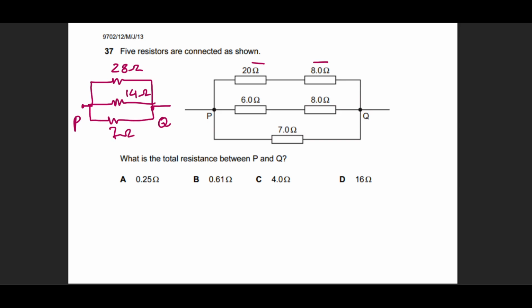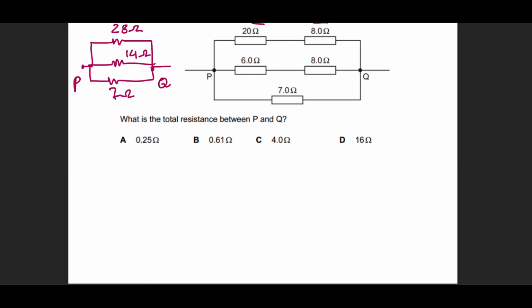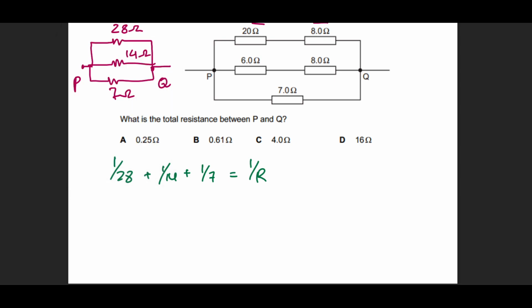Now, ideally, what should be done is using the parallel formula, which is going to be 1 over 28 plus 1 over 14 plus 1 over 7. When you do this, you forget that this is actually equal to 1 over R. You forget to take the reciprocal at the end. To avoid this mistake, you can put all these values on the calculator and raise it to negative 1. This will automatically take the reciprocal for you.